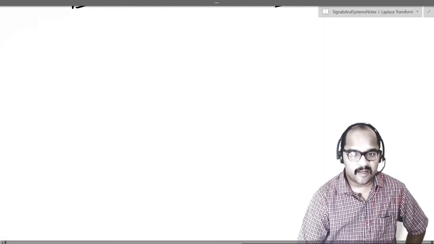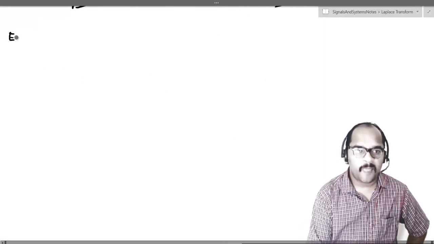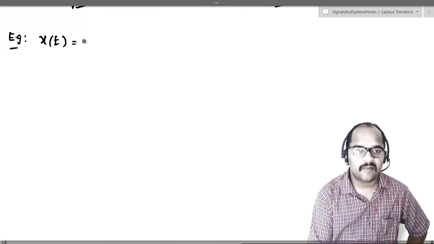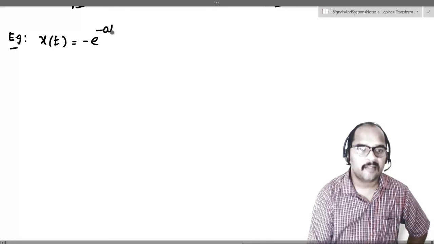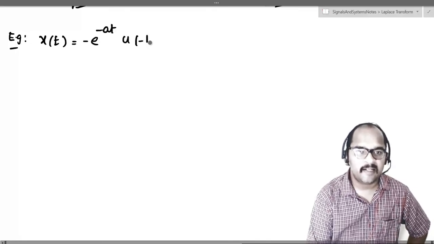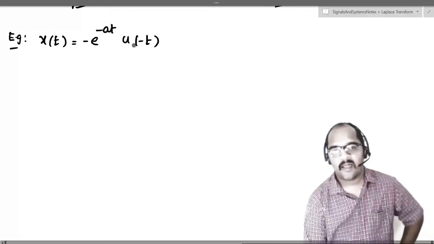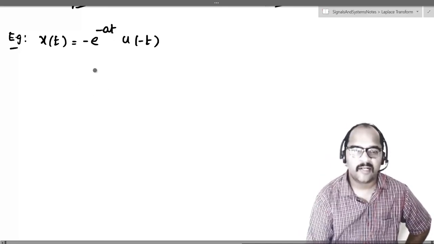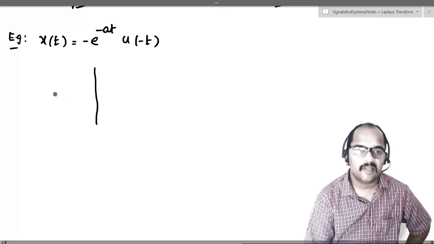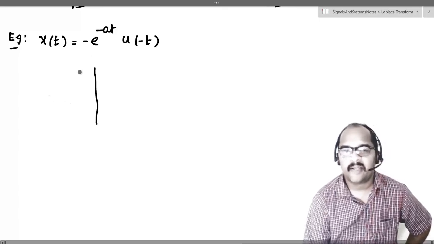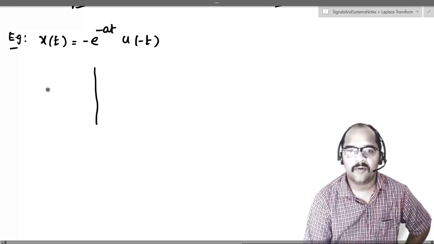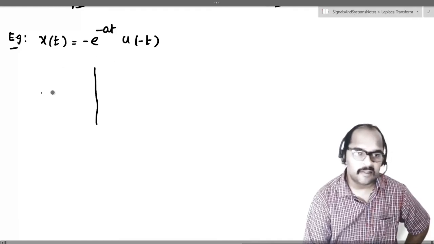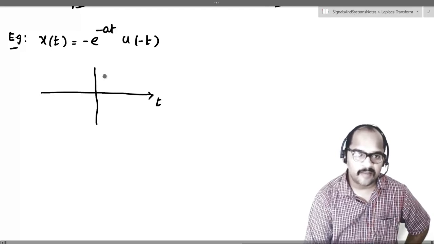Right, so we will take one more example, which is x of t equal to minus e power minus a t u of minus t. Again, we are not putting any condition on a. Let us try to plot this function first. Minus e power minus a t u of minus t means definitely it should lie in which quadrant? Third quadrant. So let us plot that function.